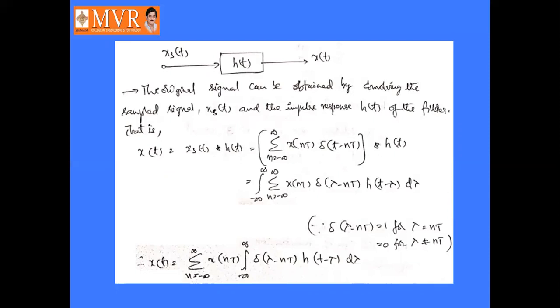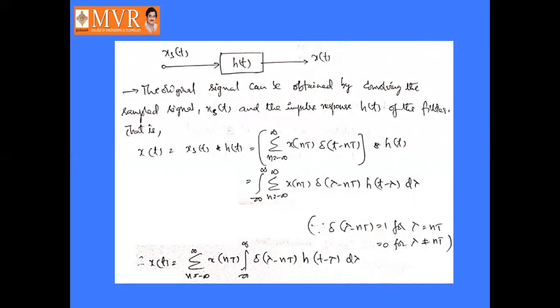The original signal can be obtained by convolving the sampled signal x_s(t) and the impulse response h(t) of the filter, that is x(t) equal to x_s(t) convolved with h(t), or we can write this as x_s(t) = sigma n is minus infinity to infinity x(nT) delta(t minus nT), convolved with h(t). Okay, or we can write this as integral minus infinity to infinity sigma n is minus infinity to infinity x(nT) delta(tau minus nT) into h(t minus tau) d tau.